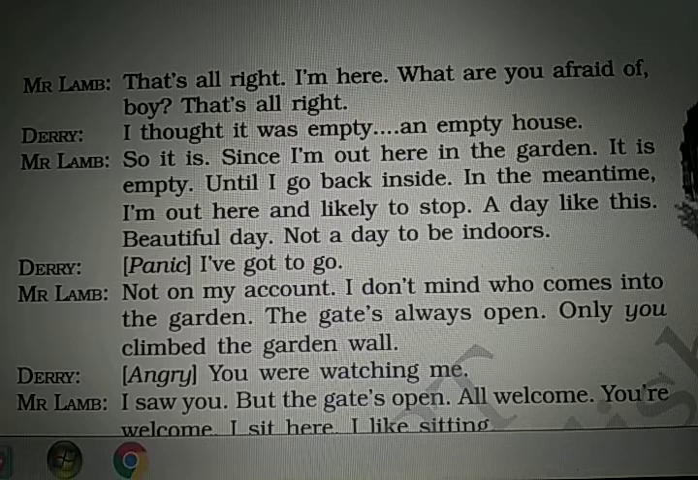Mr. Lamb says, "Not on my account. I don't mind who comes into the garden. The gate is always open. Only you climbed the garden wall." If you want to go, okay, you may go, but not because of me, not on my account. I don't mind anyone, whosoever comes in my garden. The gate is always open. It was only you who climbed the garden wall and entered the garden through the wall. Otherwise, the gate is always open. You could have come through the gate also.